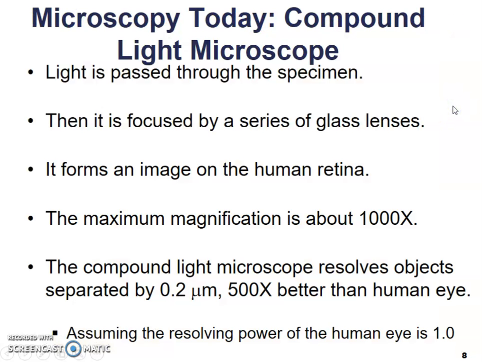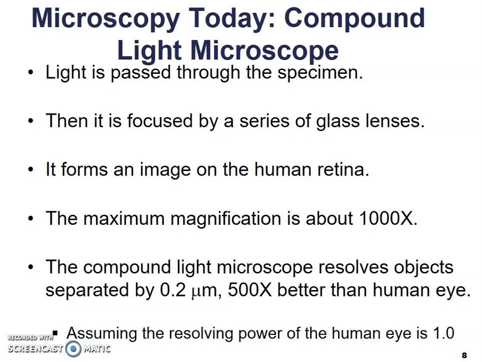All right, moving on to microscopes, compound light microscopes. Light is passed through the specimen. It is then focused by a series of glass lenses, and then it forms an image in the human eye. The maximum magnification is about 1,000 times.